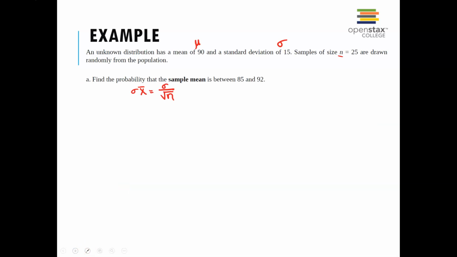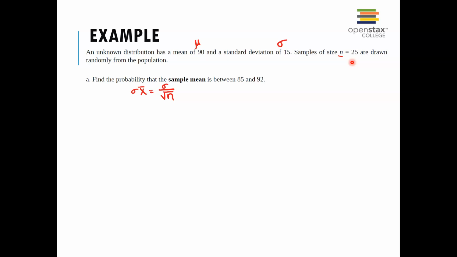Now, that was a lot of information and a lot of terminology. It makes a lot more sense if we actually put it into a problem. So let's look at one. Okay, it says an unknown distribution has a mean of 90, so there's our mean right there, a standard deviation of 15, and a sample size of 25, so there's our n value, and they're drawn randomly from the population. So they ask us to find the probability that the sample mean is between 85 and 92.